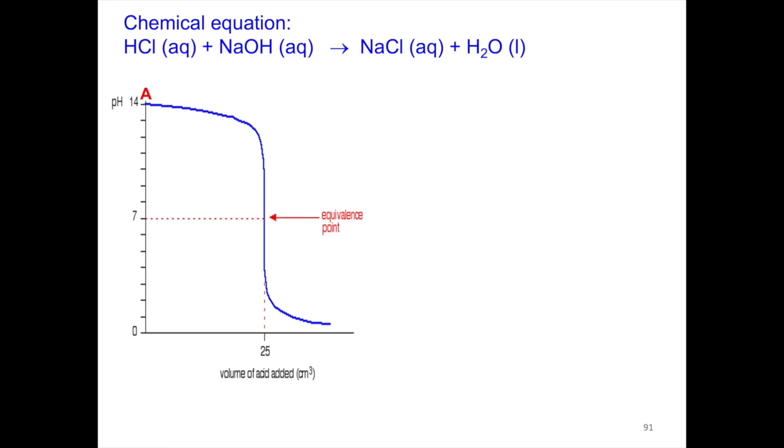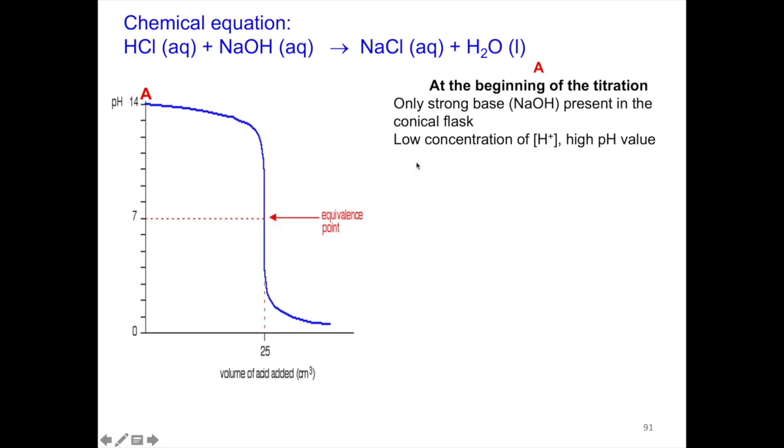So there are 4 important points that we are going to discuss here. Point A is the beginning of the titration. At this point, there's only strong base present in the conical flask, and it has low concentration of H+, and it has a high pH value. So the pH is going to start at around 14 or 13.